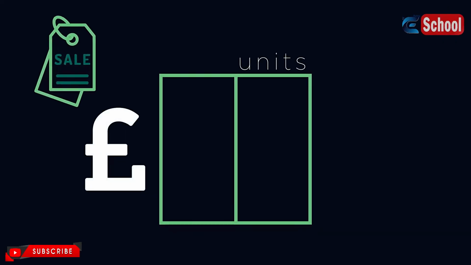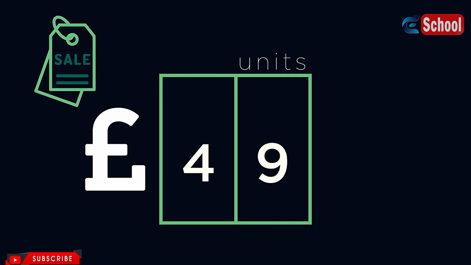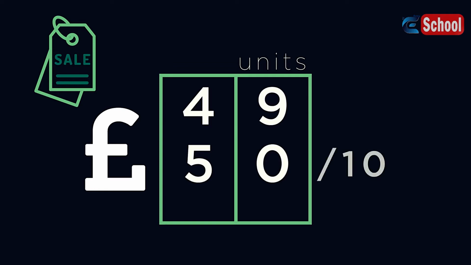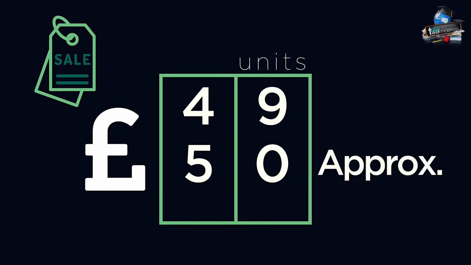Say you are purchasing something that's £49. The lowest positional value is 9 in the units column. Using our rule, we round to 1 position higher, which gives us £50. Because 50 is a multiple of 10, it's a much easier value to work with, so our approximation is £50.